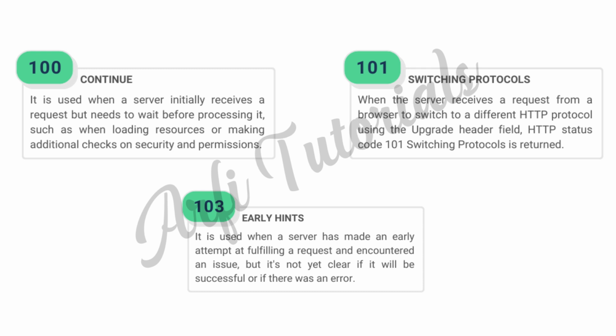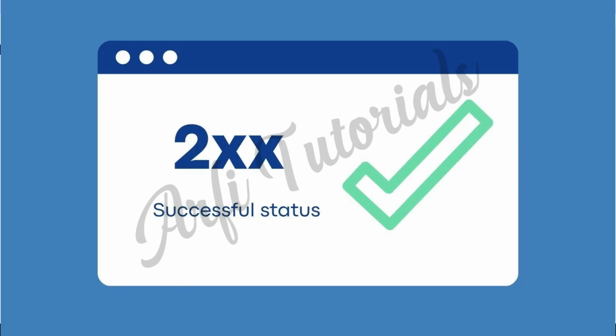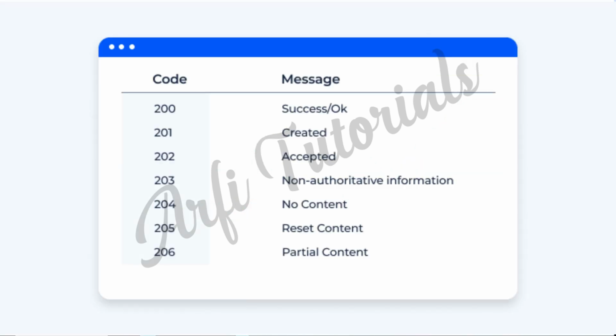103 early hints, used with the link header to allow the browser to start preloading resources while the server prepares a response. 2x successful. 200 OK. The request is OK. 201 created. The request has been fulfilled and a new resource is created.